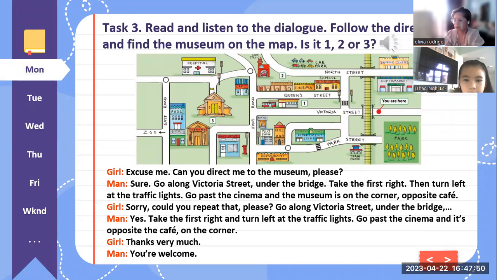Excuse me, can you direct me to the museum, please? Sure. Go along Victoria Street, under the bridge, take the first right, then turn left at the traffic lights. Go past the cinema, and the museum is on the corner, opposite the cafe. Sorry. Could you repeat that, please? Go along Victoria Street, under the bridge. Yes, take the first right and turn left at the traffic lights. Go past the cinema and it's opposite the cafe, on the corner. Thanks very much. You're welcome.